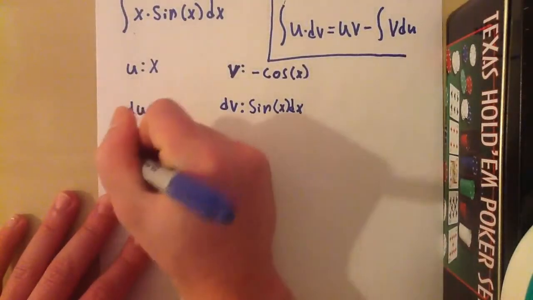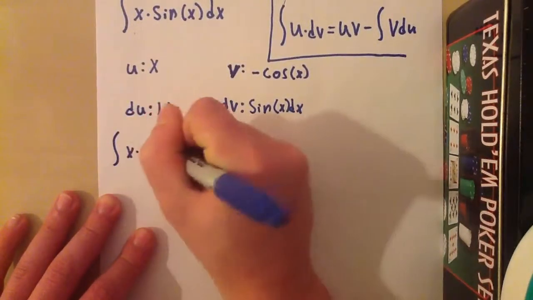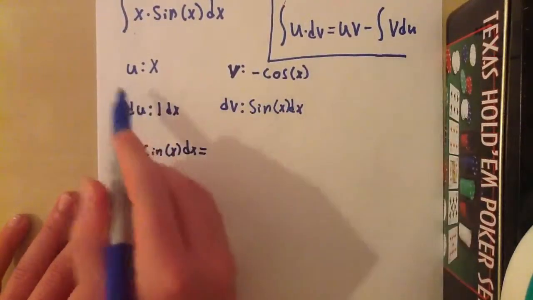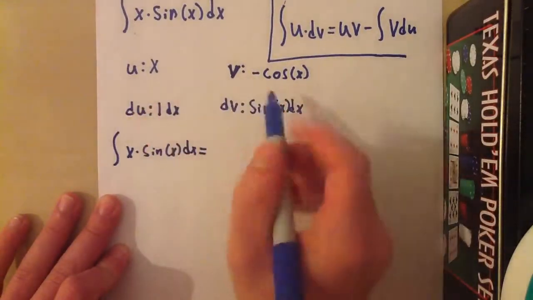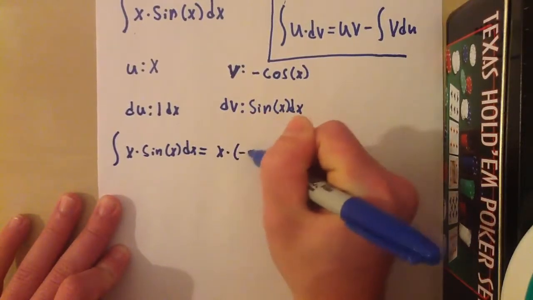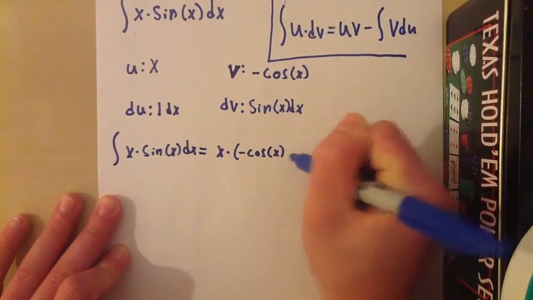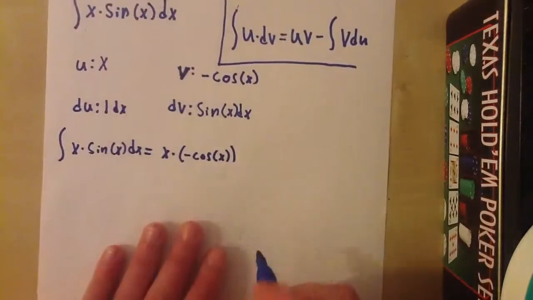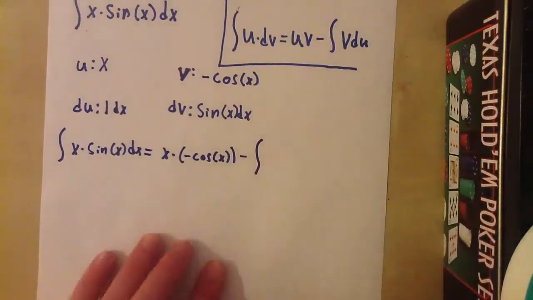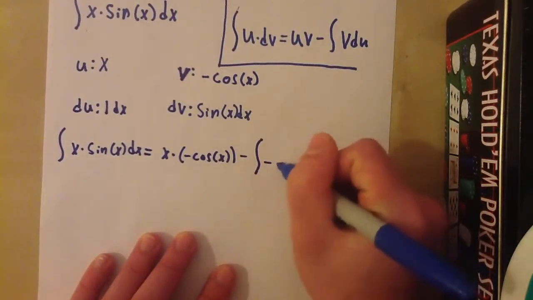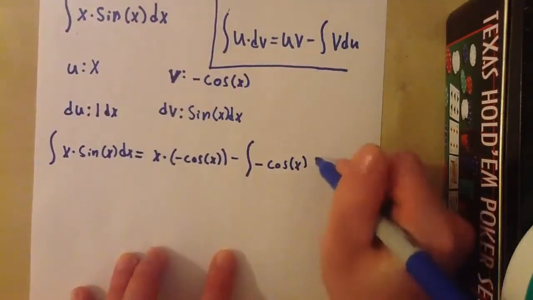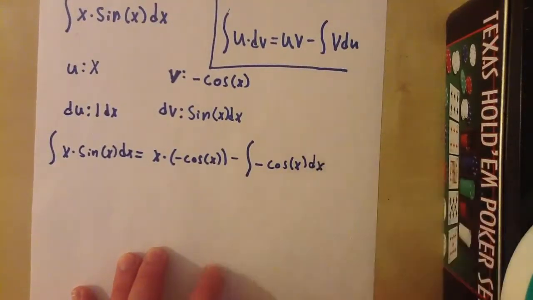So this is our problem. The integral of x times sine x dx is equal to u times v. Well, we have them simply laid out right now. So we use x times negative cosine x, and now we need to subtract the integral of v times du. So that's negative cosine x, and our du is 1 dx, so I'm just going to simply write dx because the 1 doesn't change anything.